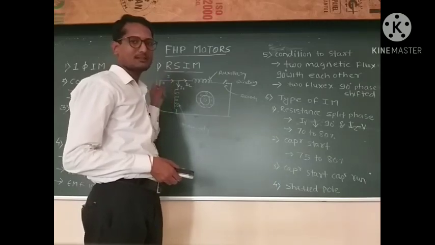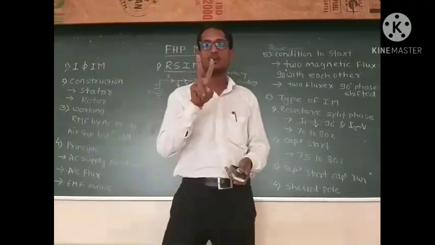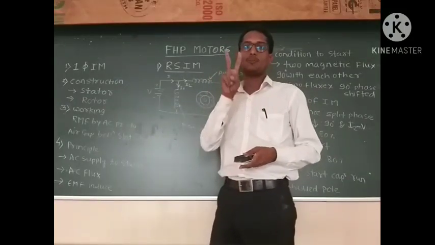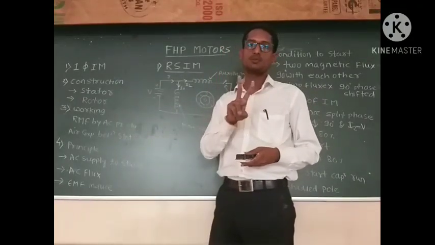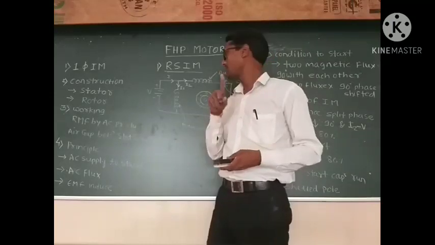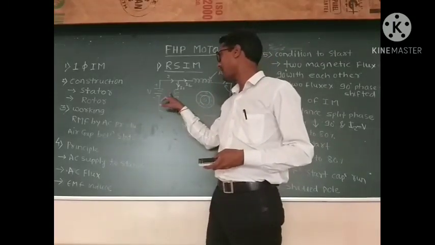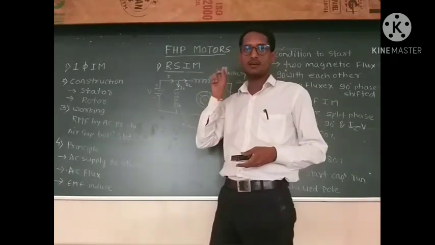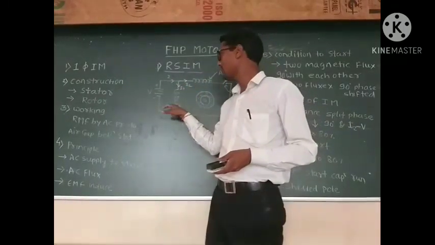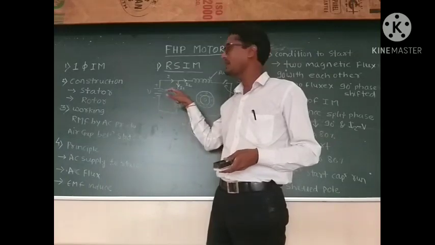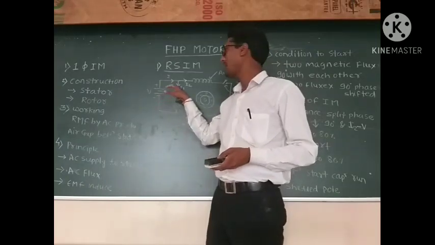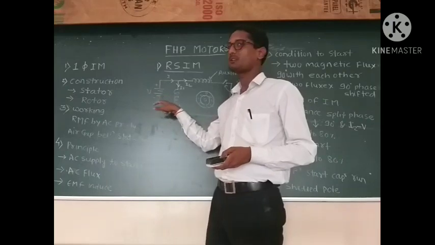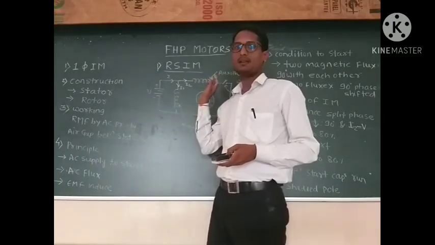the supply voltage. That means there are two types of current flowing, and because of that, two types of magnetic fluxes are produced. But in the first case, the current I1 is flowing through highly inductive winding. Because of that, the I1 current lags behind the supply voltage by 90 degrees.